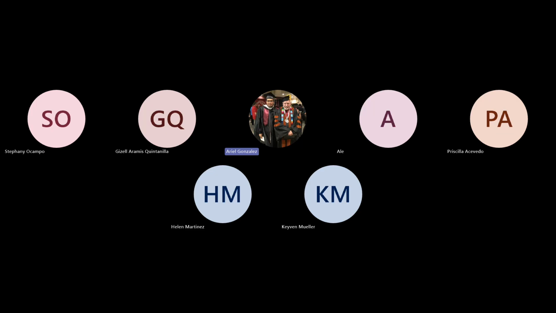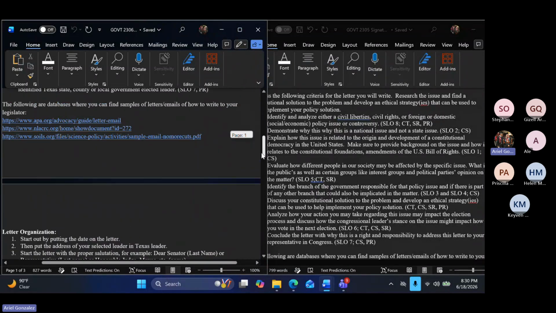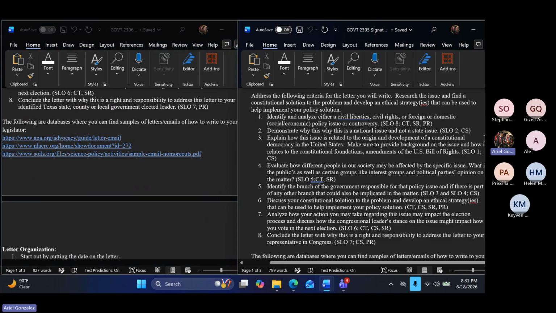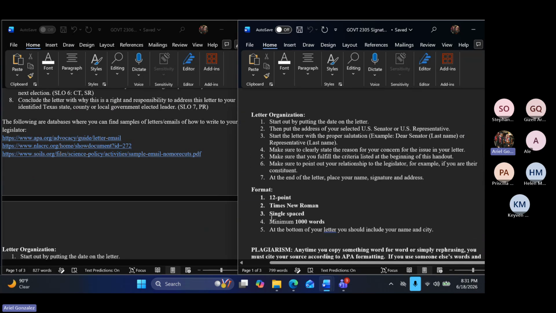So let me go to the last part here. That was probably what I would say is the most important aspect. The last thing that we just really need to cover really quickly is the way the letter is going to be formatted, just because it's supposed to look like an actual letter. So again, these are some samples that you can click on to give you all some ideas of how the letter would look. And so let me go to the letter organization here.